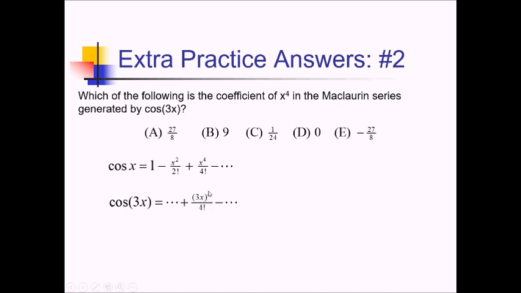So if I apply this fourth power here, this is going to be 81x to the fourth over 4 factorial. And 4 factorial, that's going to be, let's see here, 4 times 3 times 2 times 1. So that's going to be 24 down there. So I have 81 over 24 x to the fourth. So the coefficient is just going to be 81 over 24, but that's none of these answer choices. So I need to reduce that. These are both divisible by 3, so that ends up being 27 over 8. And that's our coefficient, 27 over 8, so choice A.